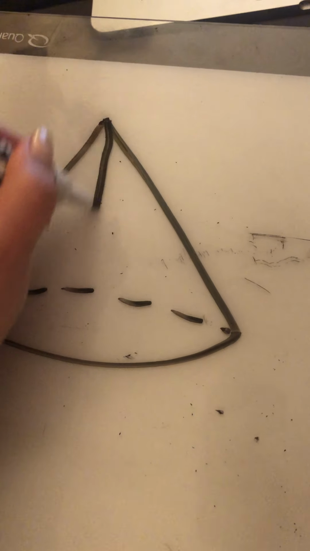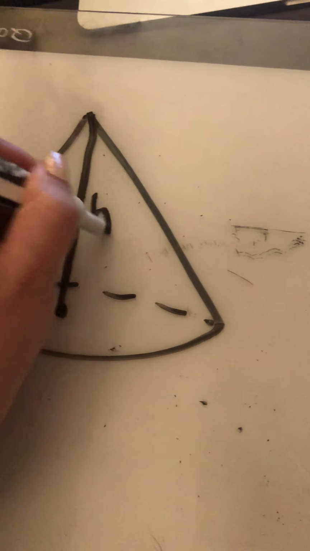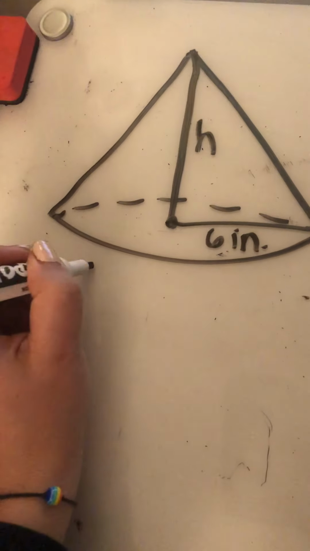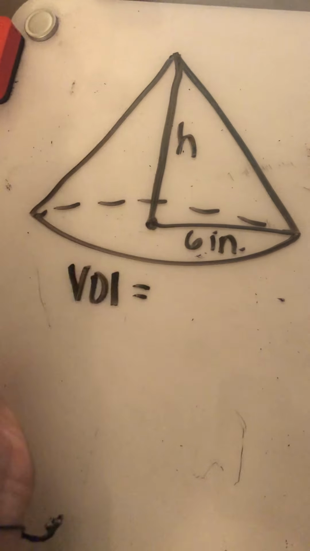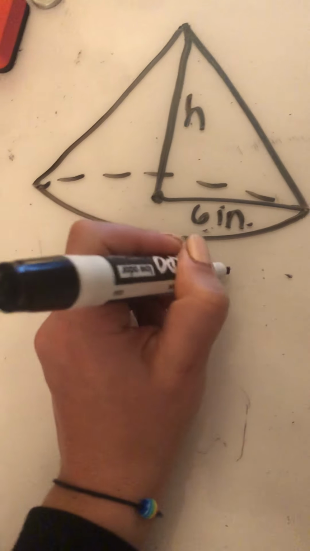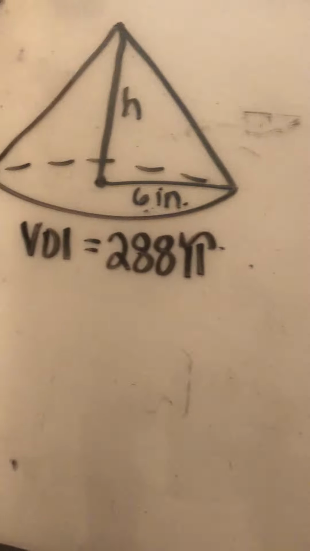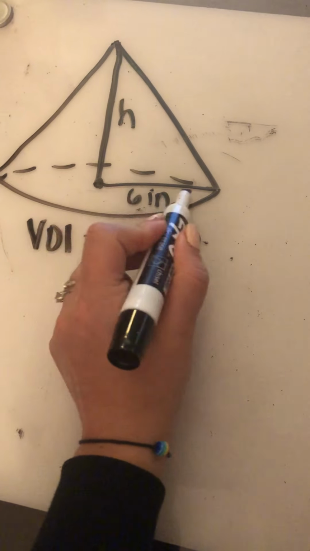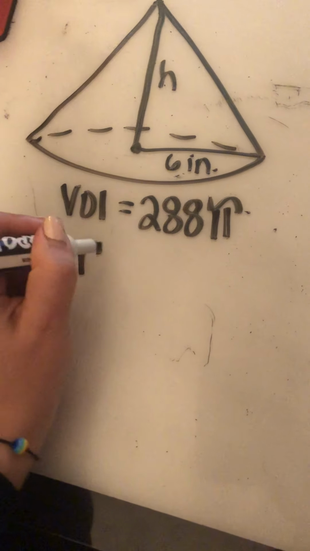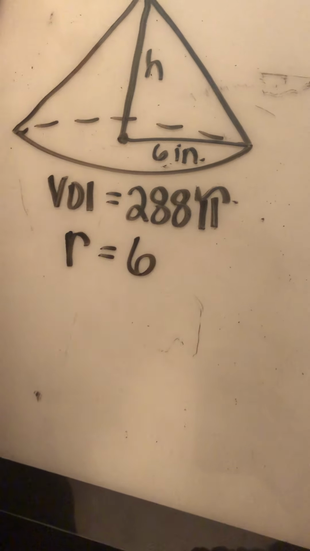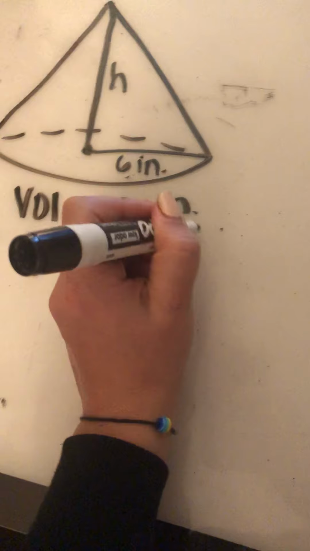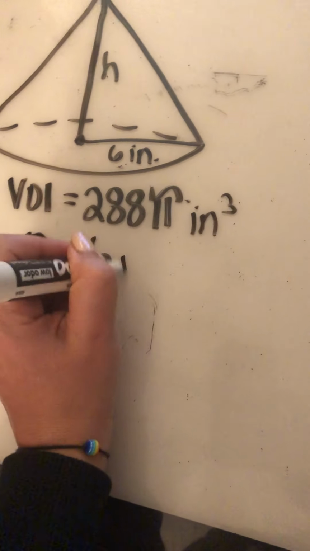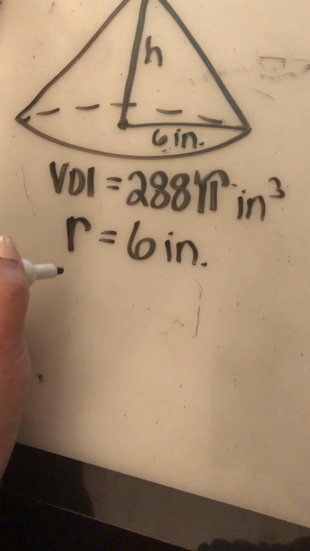Okay, so we are looking again for the height, and we are given this time a radius of 6 inches, and our volume equals 288 pi. So again, this is going to be our radius because it's only half the circle, so r equals 6. We know our volume. Let me put the units so I don't forget. And we are looking for the height.